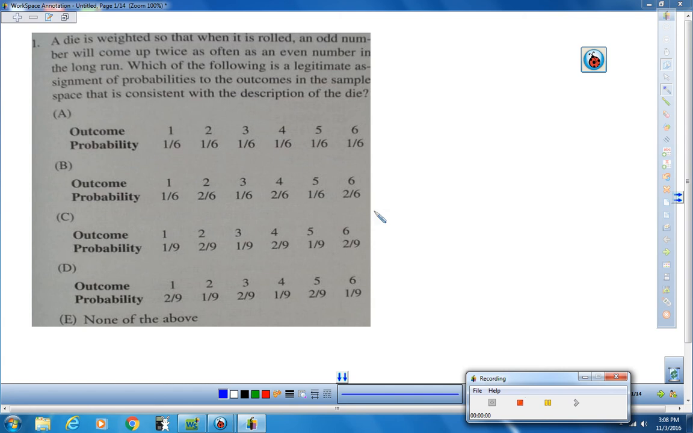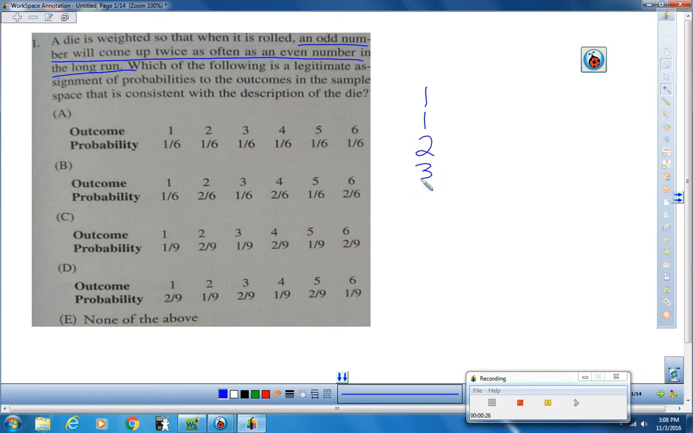Okay, so here's your multiple choice questions. Here's the first one. It says that an odd number will come up twice as often as an even number in the long run. So when I'm writing this out, I need to think that it's going to redefine my sample space, where odd numbers, like the number 1, are twice as likely to occur as even numbers, like the number 2.